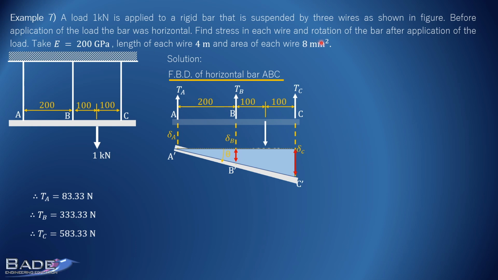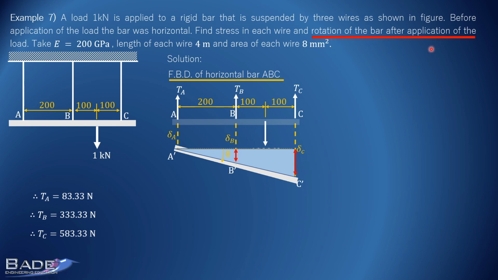Now next, rotation of the bar after application of the load. So this theta you want to find out. And it's simple: opposite side by adjacent side is tan theta, and once you find tan theta, you will get theta. Now how much is this length? Delta C minus delta A. So we'll first find delta C, then find delta A, and then the difference between the two. That is this length.